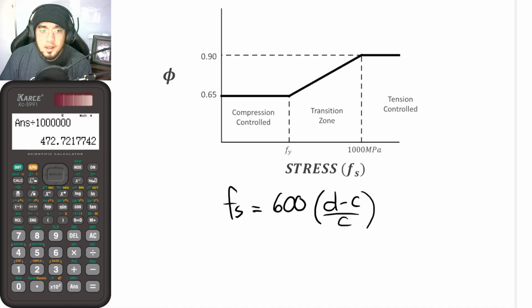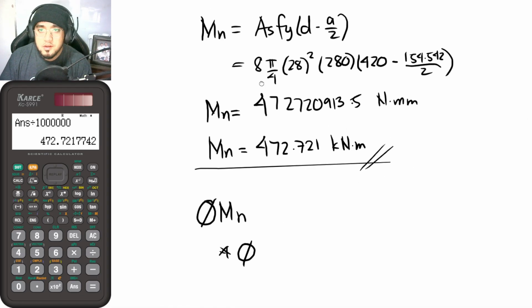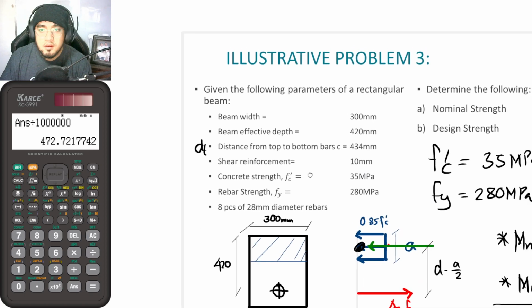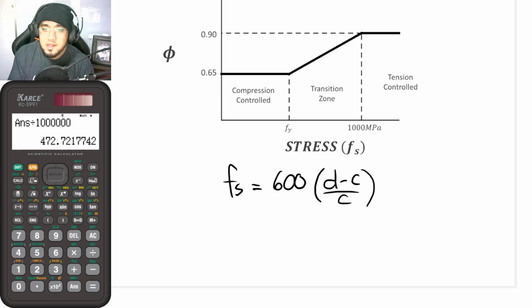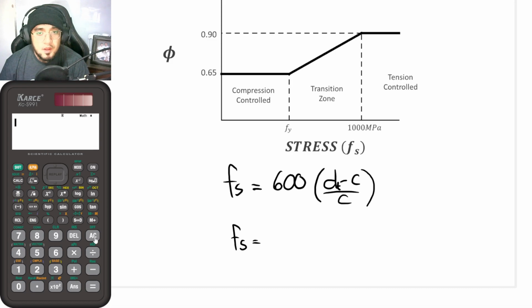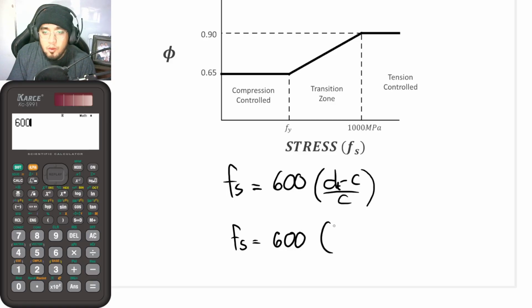But since in our problem here, dt is already given, meaning that if dt is given, change this into dt. Again, if it is not given, just use d. And if it is already given, use dt. So from that, the stress at the furthest tension fiber is equal to 600 times dt, and our dt is 434, minus c. So I forgot to solve for the value of c.